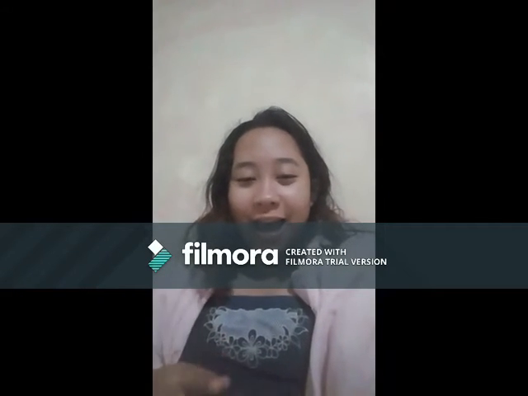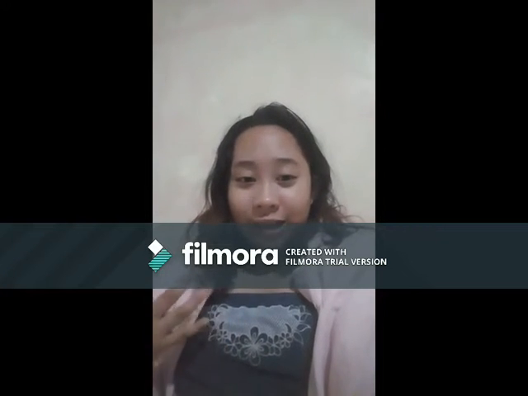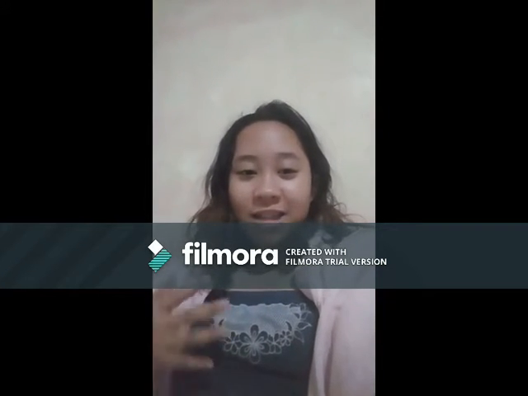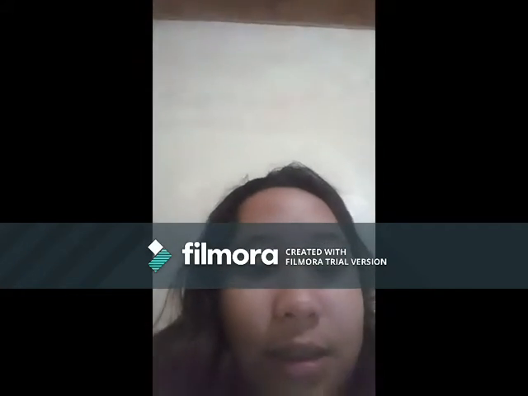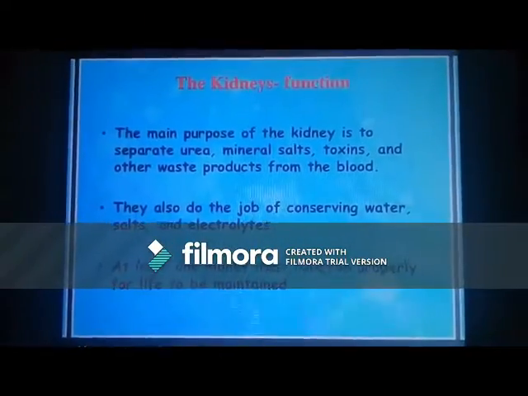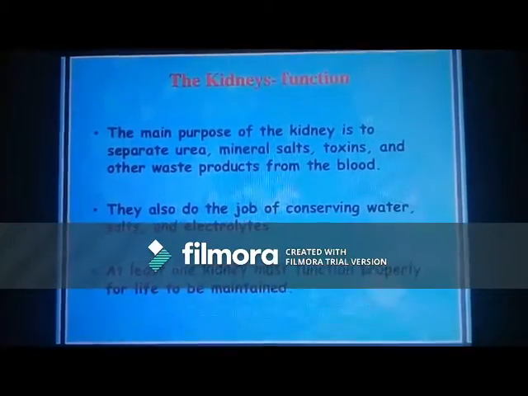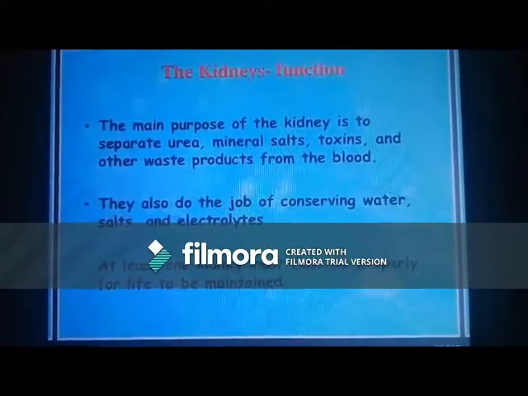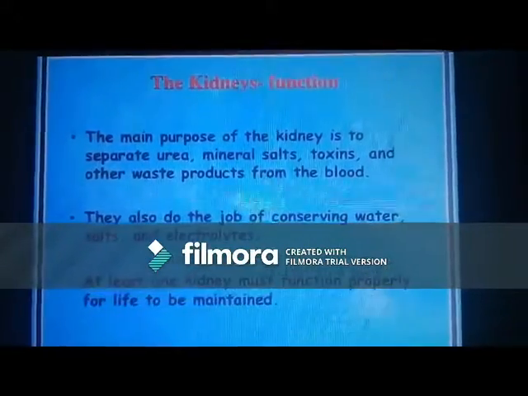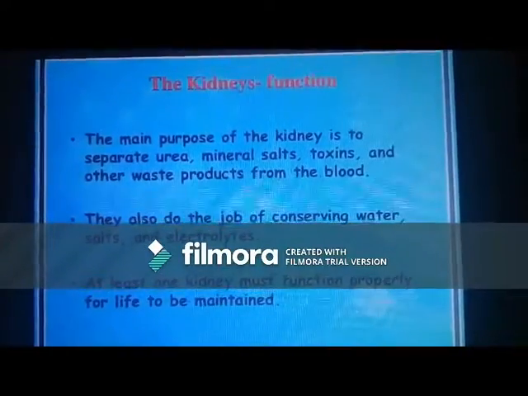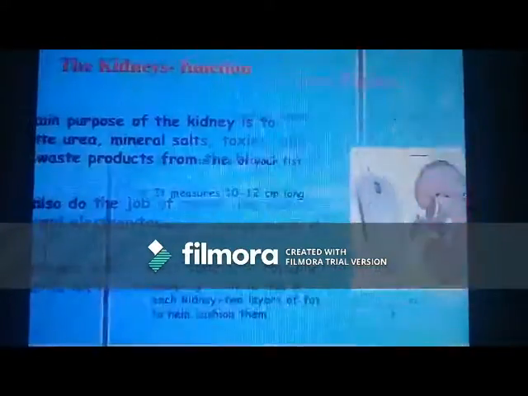Good day. Now I'm going to tackle the kidneys and their function. The main purpose of the kidney is to separate urea, mineral salts, toxins, and other waste products from the blood. They also do the job of conserving water, salts, and electrolytes. At least one kidney must function properly for life to be maintained.